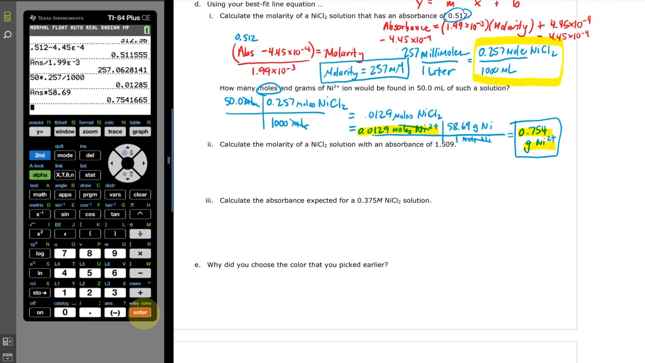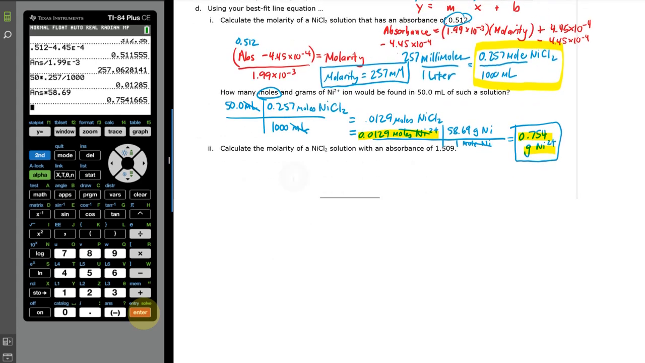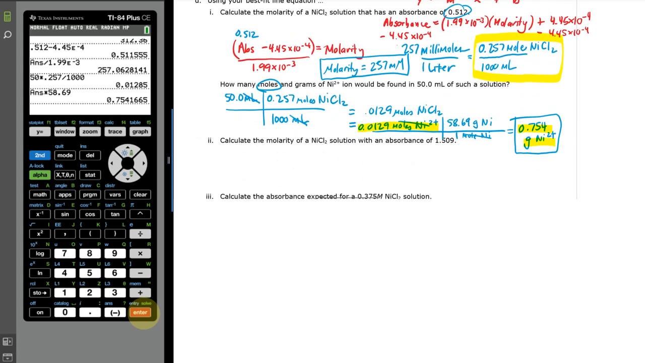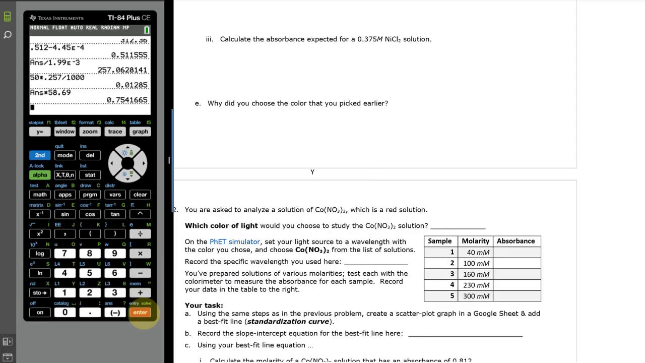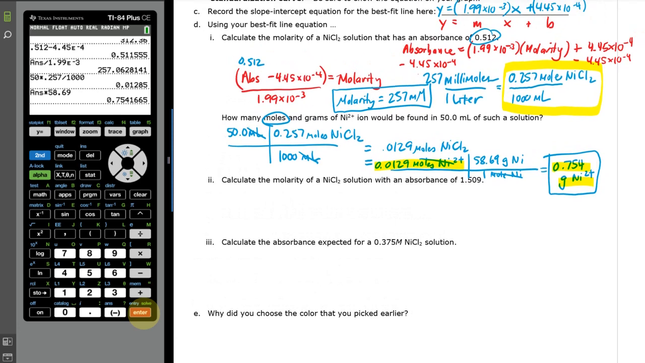Now, it also wanted me to calculate molarity of the nickel chloride solution if the absorbance is 1.509. I'm not going to do that one with you, but what you're going to do is follow the same math that we used up above in the first calculation, but instead of an absorbance of 0.512, which we plugged in to that red equation, we're going to plug in the absorbance that's given here in question 2. So we're going to use this equation again, but we're going to plug in an absorbance of 1.509.